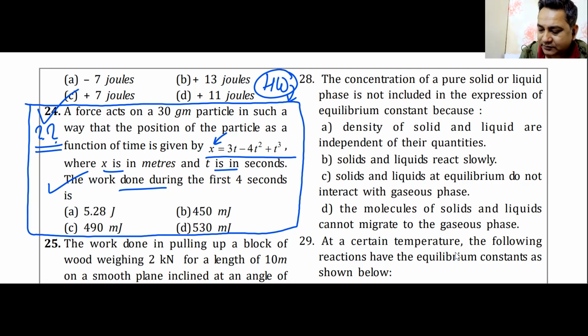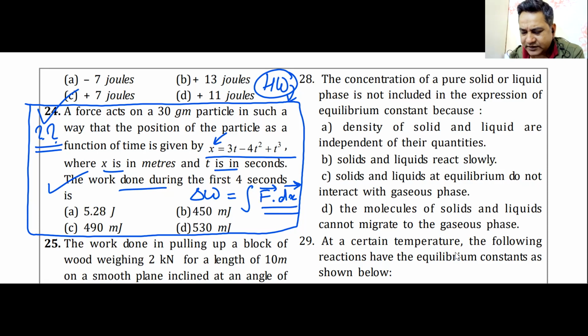So the hint is very simple. Why am I giving you this hint? Because you have to understand that there is nothing new in this question. Only the question is framed in a different way. The hint is, if I have to find out work done, the only formula I know for work done is integral of F dot dx. And this is the same formula that I'm going to use. Nothing has changed there.